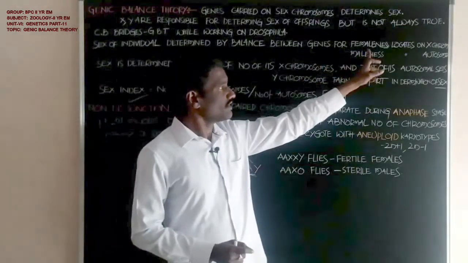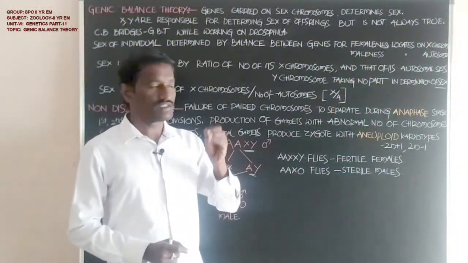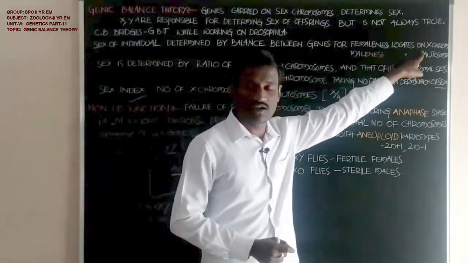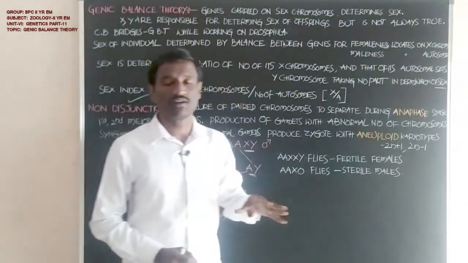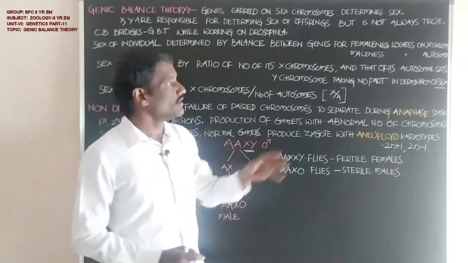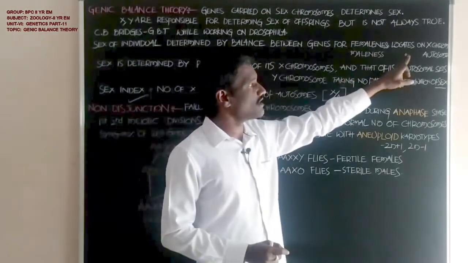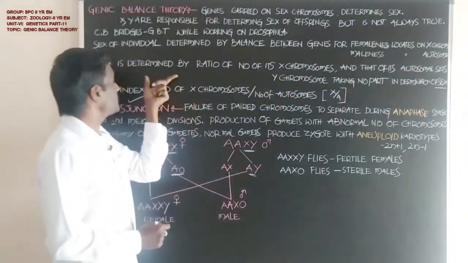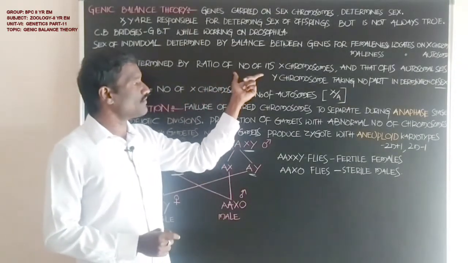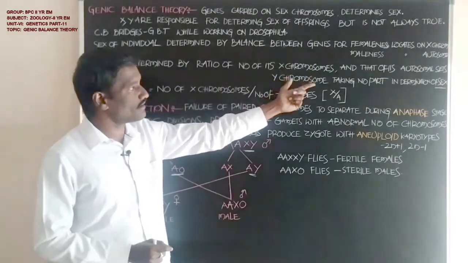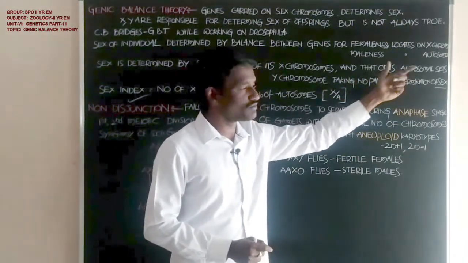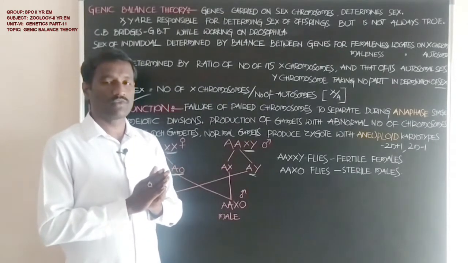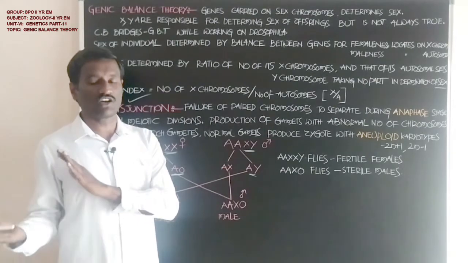Students, the offspring develops into a female when the genes are located on the X chromosome. The offspring develops into a male when the genes are located on the autosomes, not the Y chromosome. Sex is determined by the ratio of the number of X chromosomes to the number of autosome sets. Students, this ratio determines the sex of the offspring.